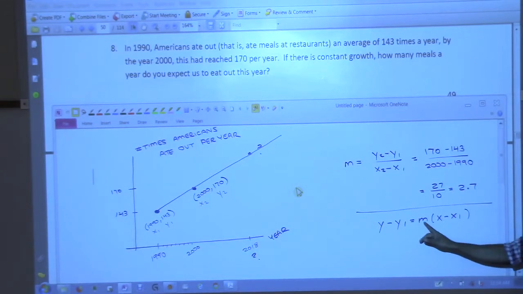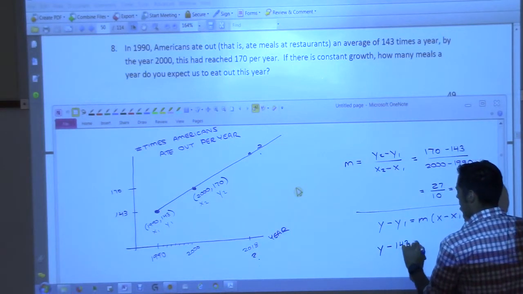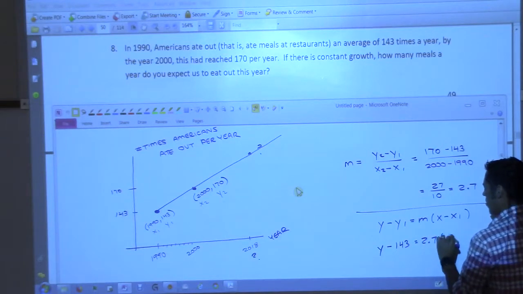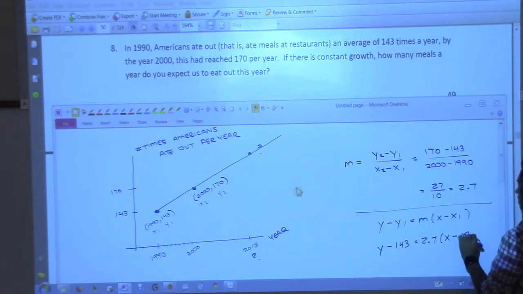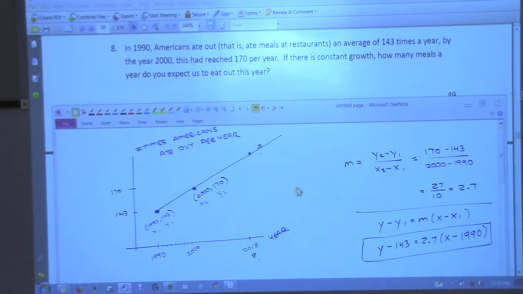We know the slope now, don't we? 2.7? And do we have one of the points? Do we have x1 and y1? Yes. So I'm going to just replace. This is y minus 143 equals 2.7, then x minus 1990. Okay, this is not the answer, but this is the equation.